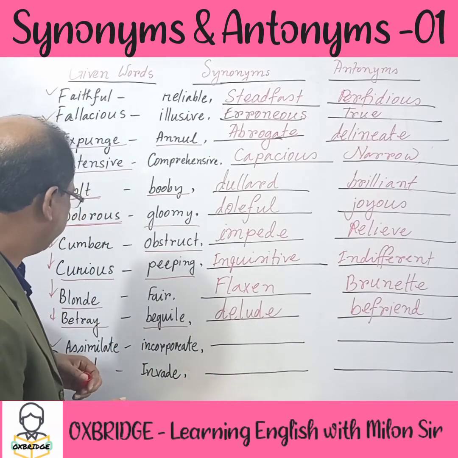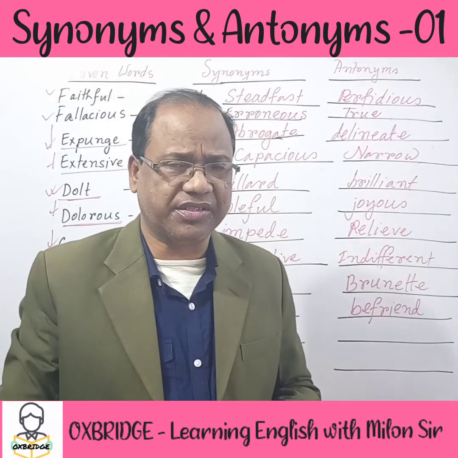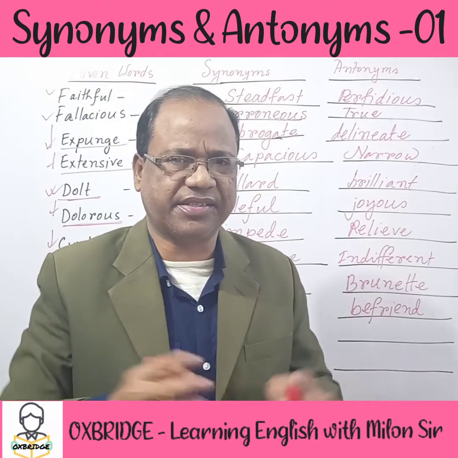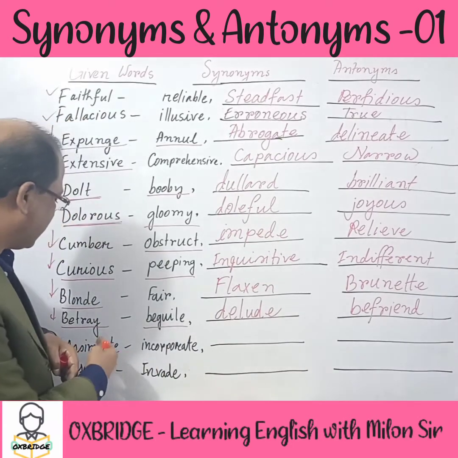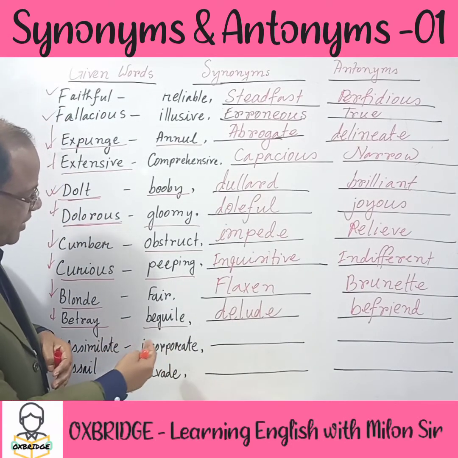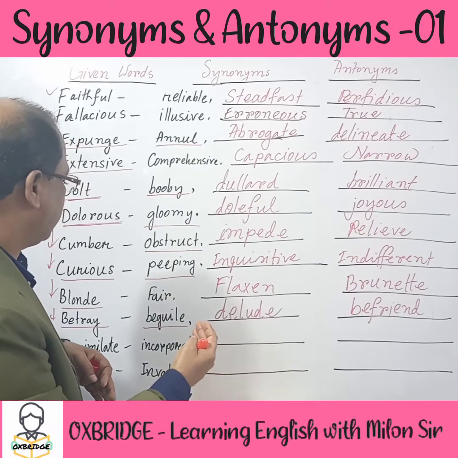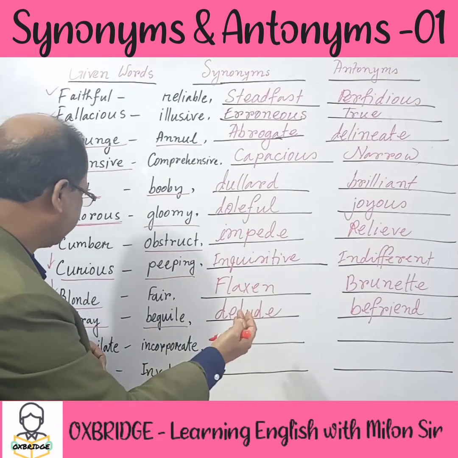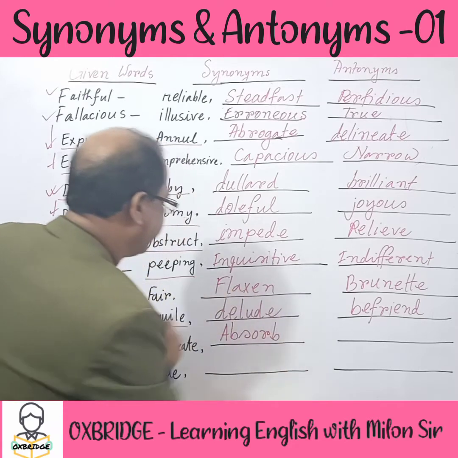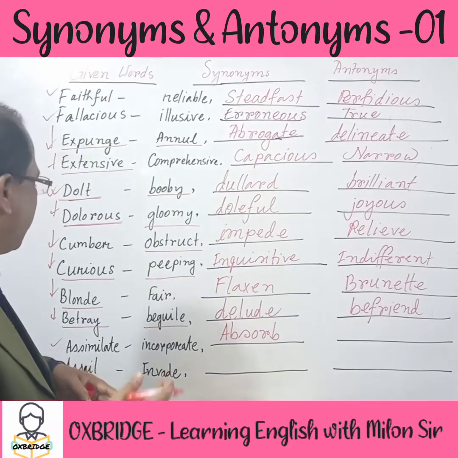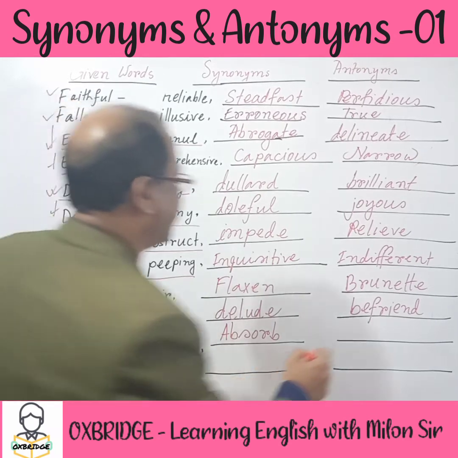The next one, you can see, assimilate, A-S-S-I-M-I-L-A-T-E. Assimilate means incorporate. Incorporate means to add, to attach, or to mix something. And here goes the second synonymous word, we can write absorb, A-B-S-O-R-B. So assimilate, incorporate, and absorb are the synonymous words, and their antonym can be reject.